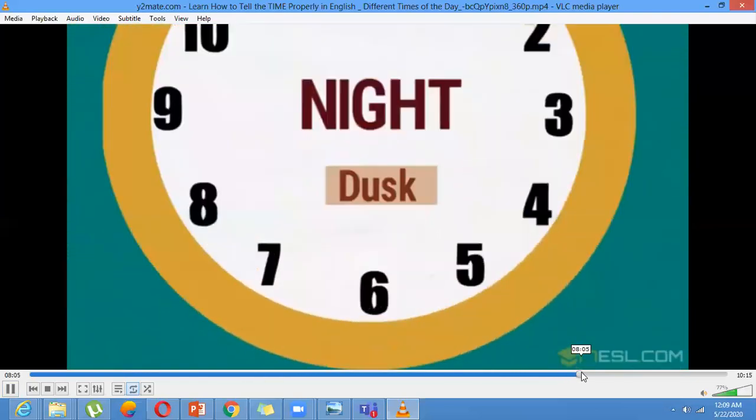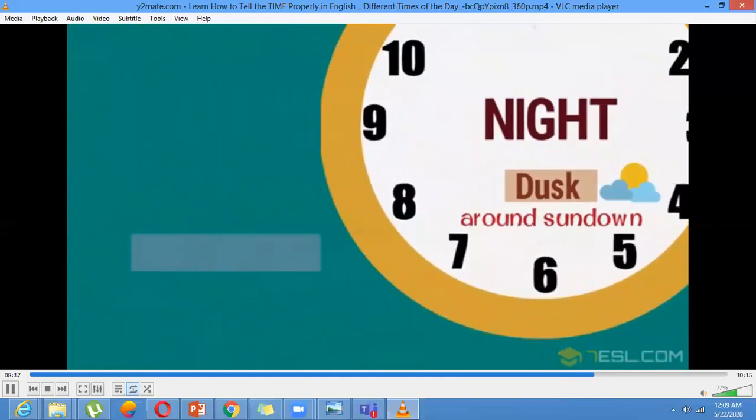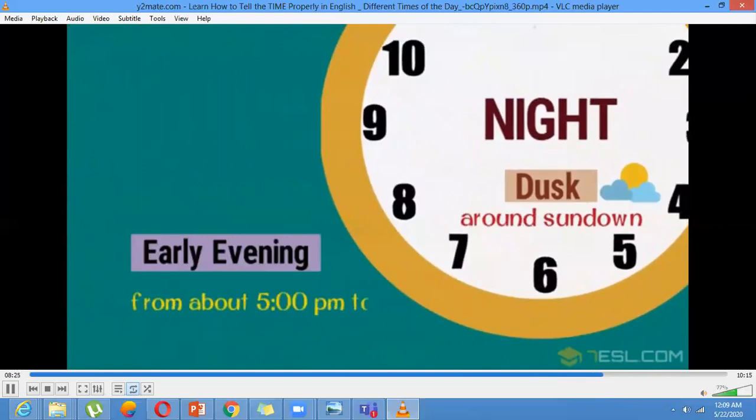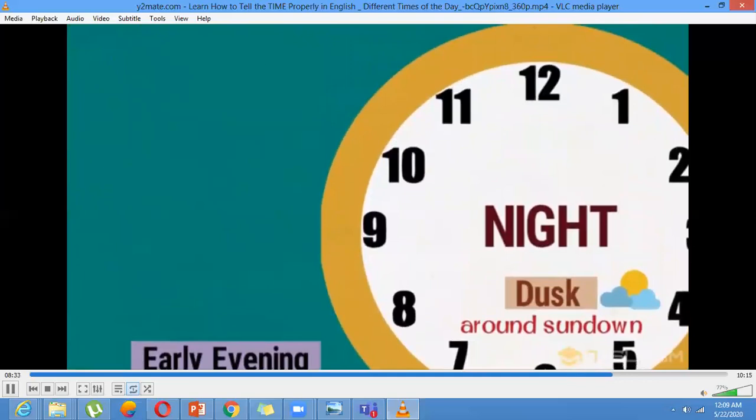Now we are talking about the night. The first thing of the night is dusk, which means around sundown. At the time of Maghrib, we say dusk in English. Now, the early evening. What is the time for early evening? It's 5 p.m. to 7 p.m.